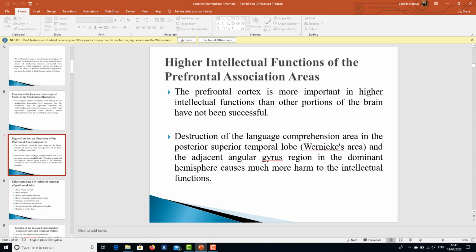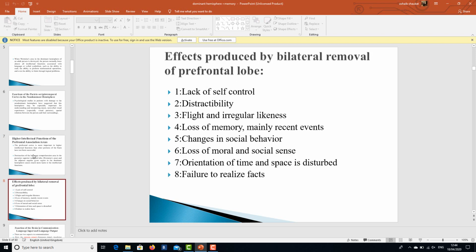Higher intellectual functions of the prefrontal association areas. The prefrontal cortex is more important in higher intellectual functions than other portions of the brain. Yet, destruction of the language comprehension area in the posterior superior temporal lobe, Wernicke's area, and the adjacent angular gyrus region in the dominant hemisphere causes much more harm to intellectual functions.